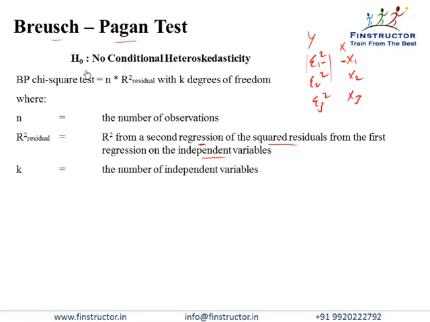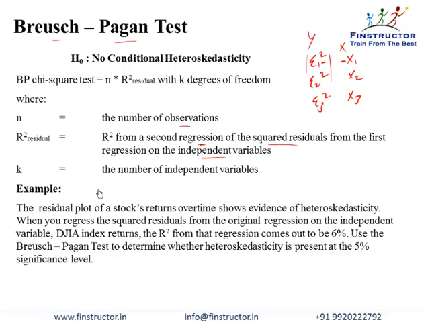The null hypothesis in most of these tests will be that there is no problem. So the null hypothesis for the Breusch-Pagan test is there is no conditional heteroskedasticity. If this correlation, however, is too strong, then this value will be too high, and I will be able to reject this null and conclude that there is a problem with conditional heteroskedasticity. So this R square is from the second regression, n is the number of observations, and k is the number of independent variables. So let's do an example and understand.